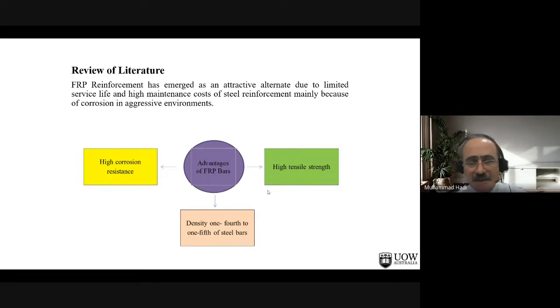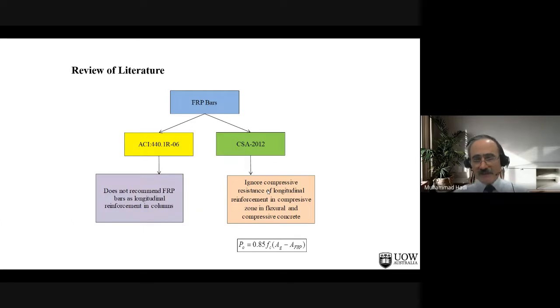So FRP has advantages: high tensile strength, high corrosion resistance, and it is a durable material. Mechanical engineers have actually been using it before us. They used it for repair of aircraft. Currently, one of the Boeings is mainly all FRP. They also use it in cars and in boats, fiberglass.